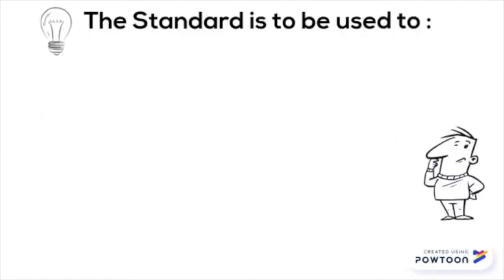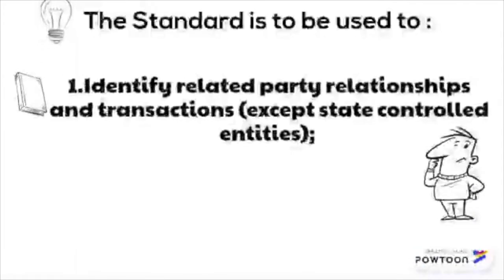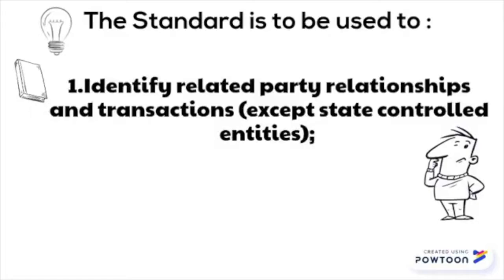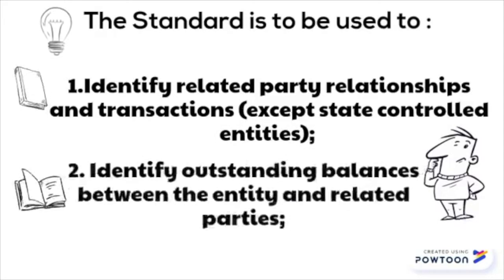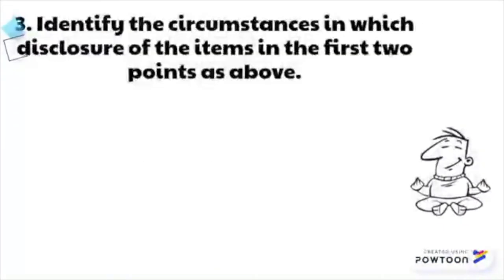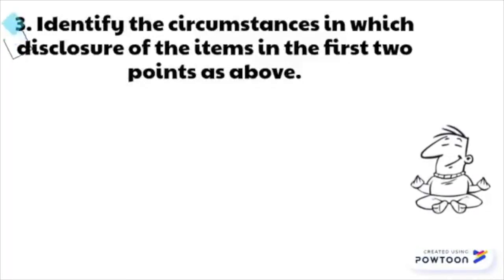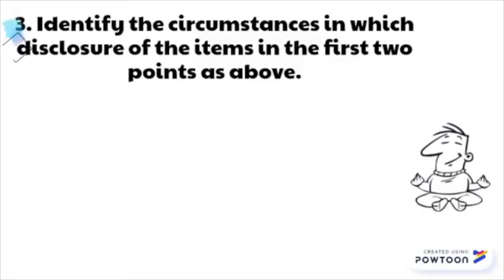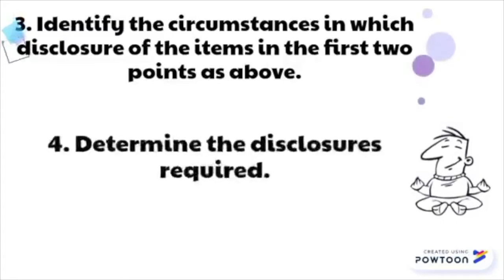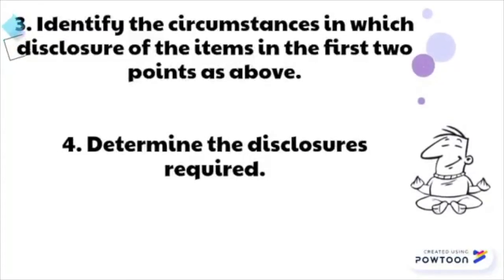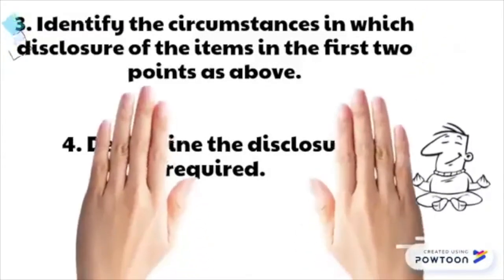This standard has 4 uses. First is to identify related party relationships and transactions, except state-controlled entities. The second is to identify outstanding balances between the entity and related parties. The third use is to identify the circumstances in which disclosure of the items in the first 2 points above is required, and the last use is to determine the disclosures required.